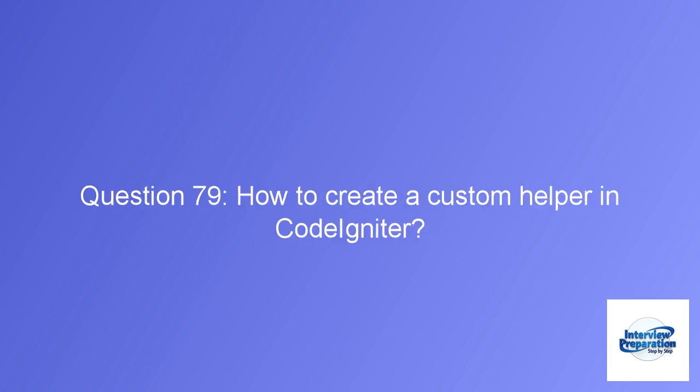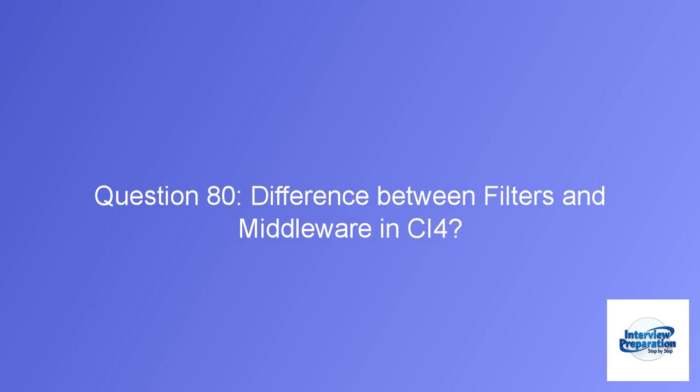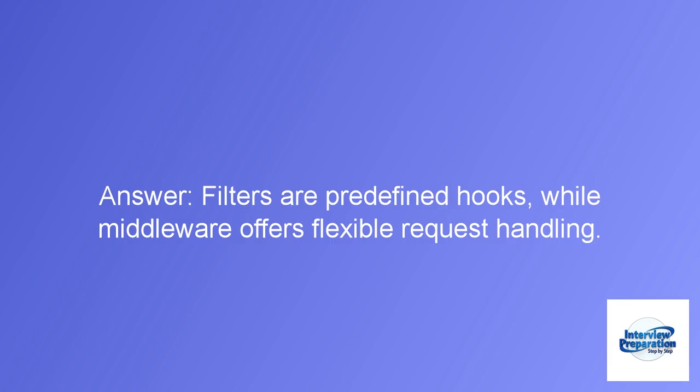Question 79. How to create a custom helper in CodeIgniter? Answer. Define functions in application/helpers and load with $this->load->helper. Question 80. Difference between filters and middleware in CI4? Answer. Filters are predefined hooks, while middleware offers flexible request handling.